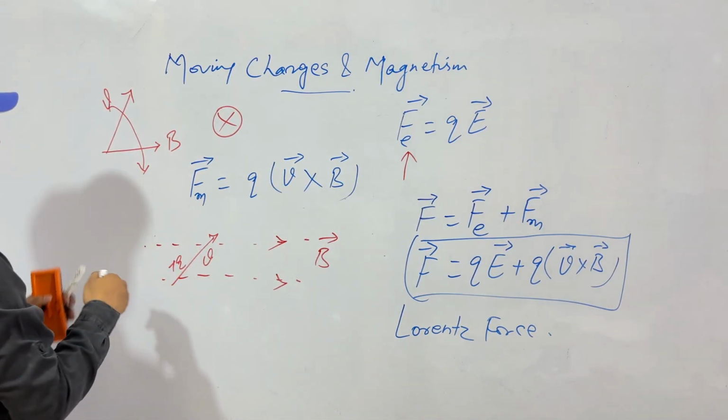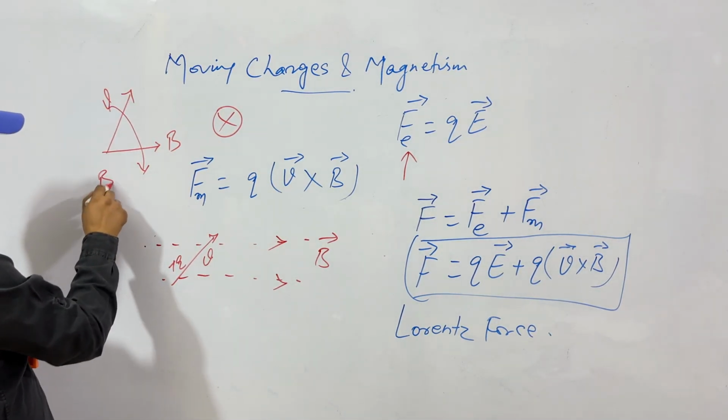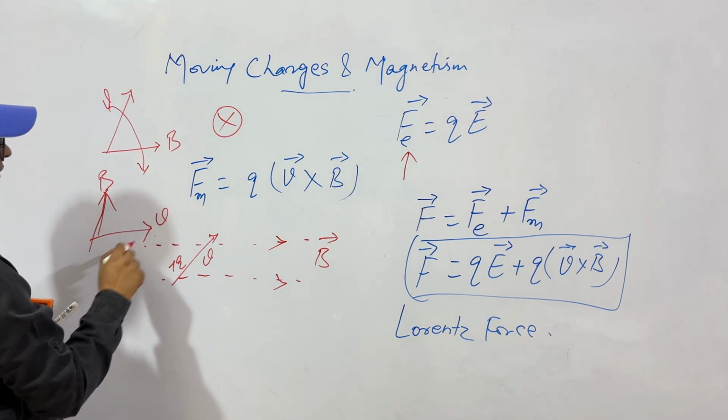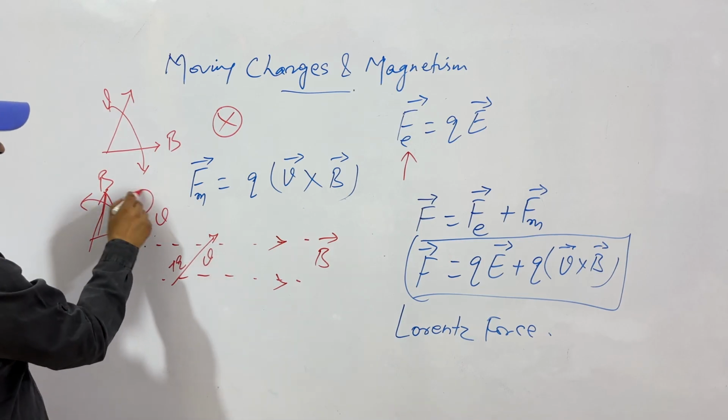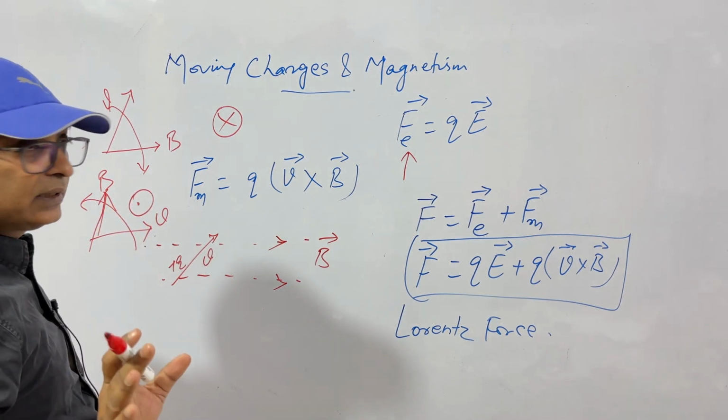But if the case is like this, let's say this is B and this is V. So now V cross B is this. That is anti-clockwise, so it will come out. So the direction will be this. Okay, I think the direction is clear.